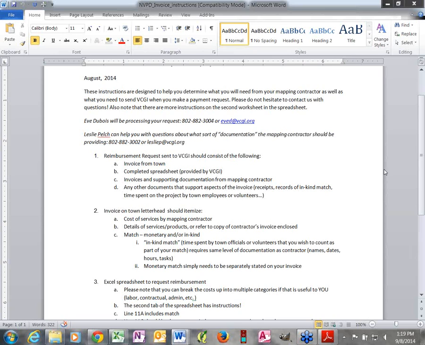So on your invoice that you write up, you could sort of list out what it is you're including for in-kind, for match, actually match both in terms of cash that you've paid and that will count as match that you've paid to the contractor, as well as any in-kind activity and hours and how you calculated them. And then basically any other document that supports something that's a part of this request, whether it's match or requesting the reimbursement, receipts, the invoices from the mapping contractor, anything else.